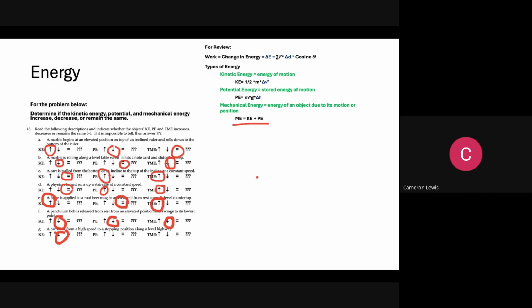Now, is the height increasing at all? No, it stays the same because we're on a level highway. Now, because the kinetic energy decreases, the potential energy remains the same. How does the mechanical energy change? Increase, decrease, or stay the same?